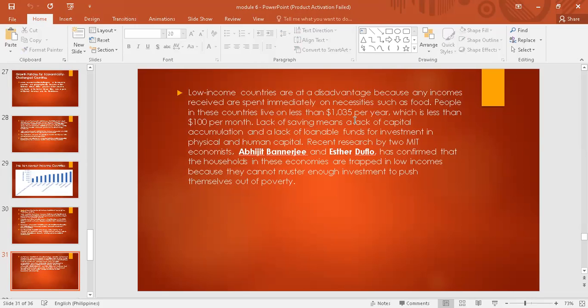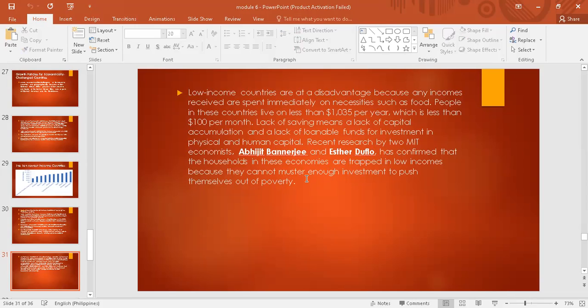Lack of savings means lack of capital accumulation and lack of loanable funds for investment in physical and human capital. So ito nga, pag walang capital investment or walang savings sa isang government, there are no available means to loan for businesses. May isa pong itong dalawang to, si Banerjee and Duflo, they have conducted a research kung saan pinag-aralan nila yung dahilan kung bakit low income pa rin ang mga bansang ito.